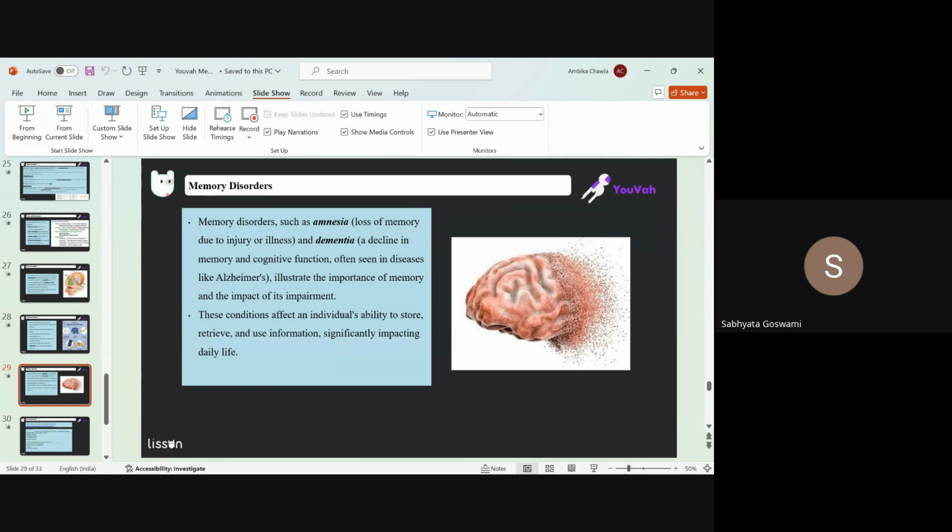So, moving forward to memory disorders, the two major disorders are amnesia and dementia. Amnesia is basically the loss of memory due to an injury or illness, and dementia is a decline in memory and cognitive function, often in diseases like Alzheimer's, right? Both amnesia and dementia can either be organic, which means they have a biological basis, or psychogenic, which means the cause is psychological.